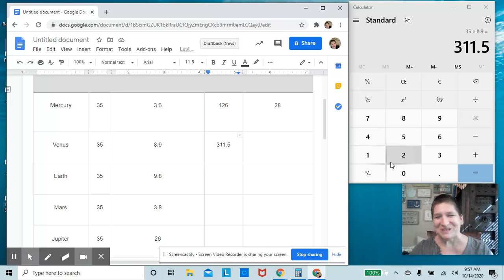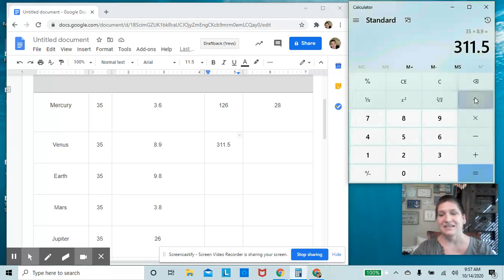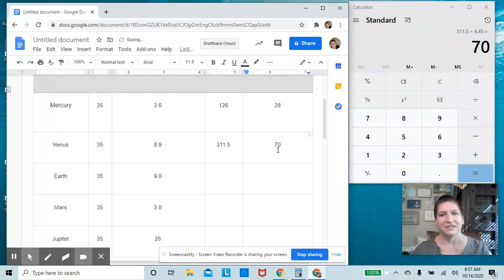We don't usually use newtons here. So we are going to divide that by 4.45, because there's 4.45 newtons per 1 pound. So we're just converting it. And we're going to find that she would weigh about 70 pounds on Venus.